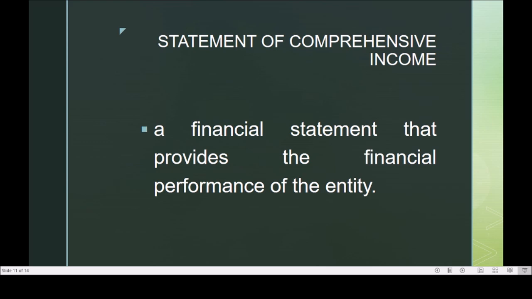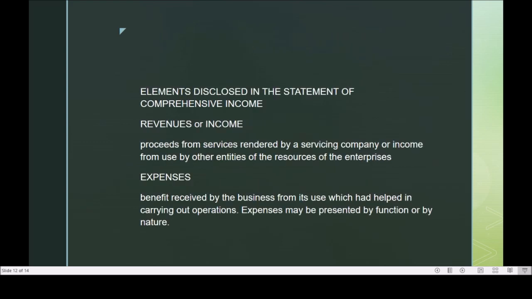Or kung naging losses naman, I cannot absolutely say na nagkaroon po ng problema. But sometimes we can say that there are plans prepared by the management that were not able to be realized, kasi the financial performance presented in the statement of comprehensive income shows that there were losses incurred. The statement of comprehensive income discloses the following elements: the revenues or the income, and the expenses.